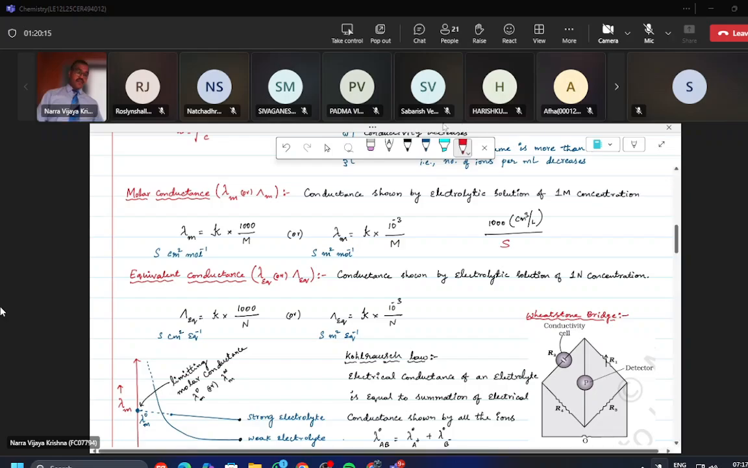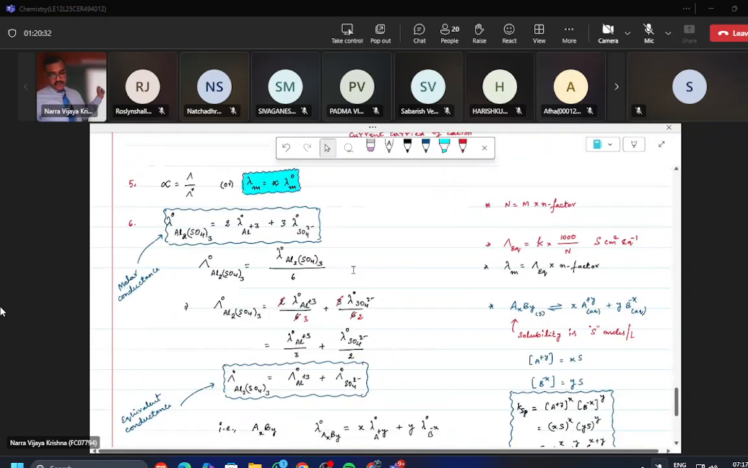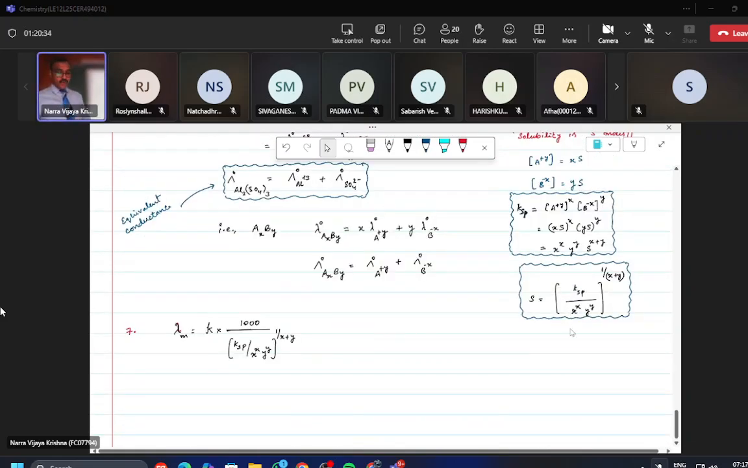Clear? Means in this equation, instead of M, I am writing S directly. Already you know the equation of S. This is the equation of S. Substituting that equation of S. Over. Clear? Anything else?